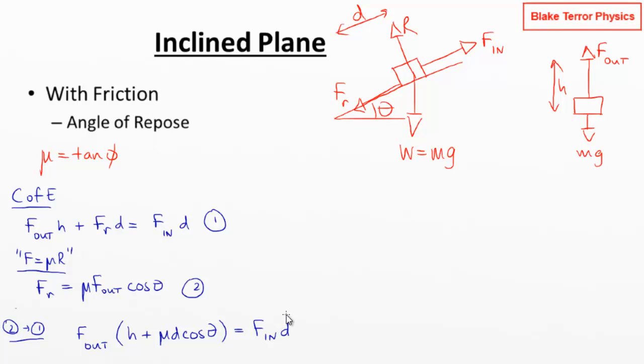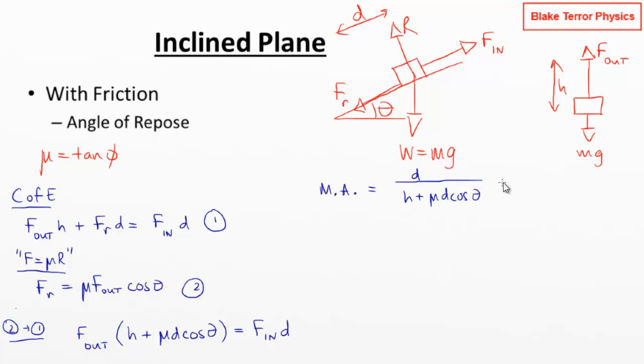Right, so we're now in a position where we can immediately see we can get the mechanical advantage out of all of this, because our mechanical advantage, which is F out over F in, is going to be equal to d divided by h plus mu d cos theta.